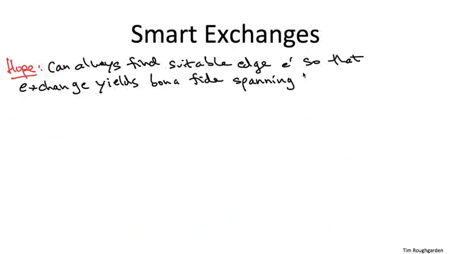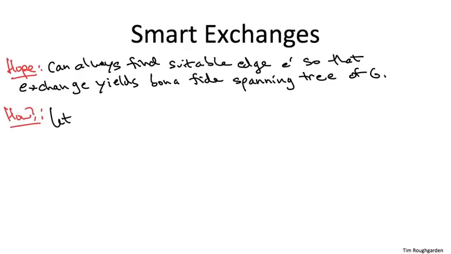And I'm happy to report that we can indeed always do this. So what I need to explain is the procedure by which we exhibit this edge E prime, which doesn't get us into trouble when we swap, which still gives us a spanning tree after the swap. So let me explain the procedure by which we identify this magical edge E prime that we can swap with and still be a spanning tree.